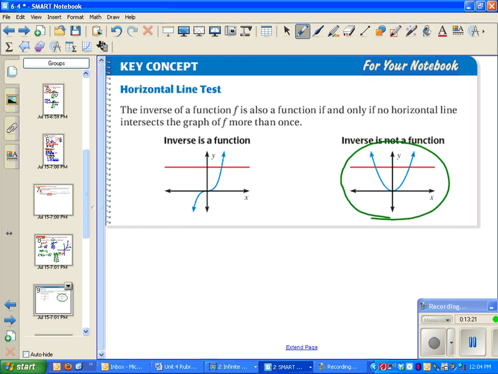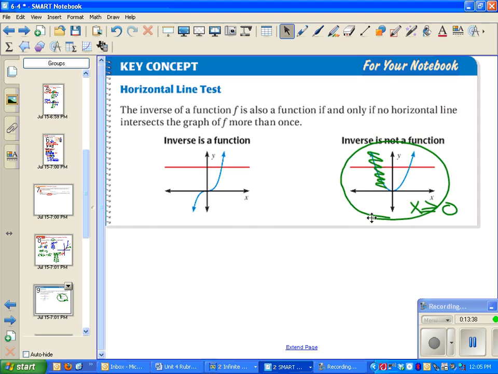So we said that x was only positive. So we wouldn't have that one. We wouldn't have the negative side. So it would pass the horizontal line test. So for this one, we have to restrict the domain, and x is going to be greater than or equal to 0. Then it would pass.